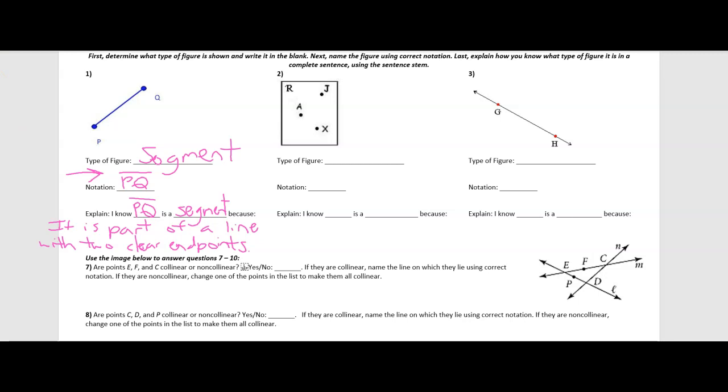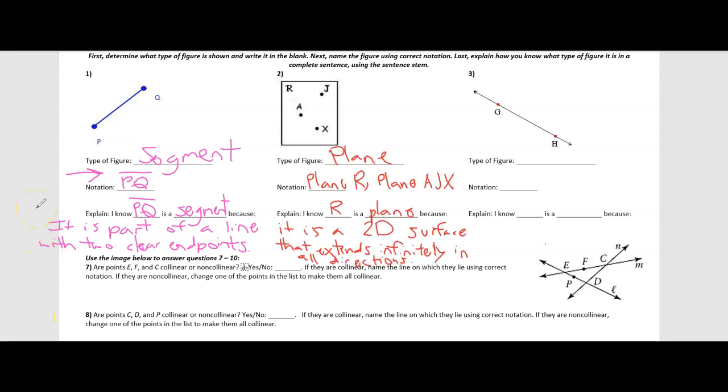Number two, so we have a plane. We can call this plane R because that is the letter that is not a specific point on the plane. Or we could say plane AJX because those are three non-collinear points on the plane. And I know that R is a plane because it is a two-dimensional surface that extends infinitely in all directions. So it has an infinite length and width, but it has no depth. Okay, so it is not three-dimensional, it just has an infinite length and width.